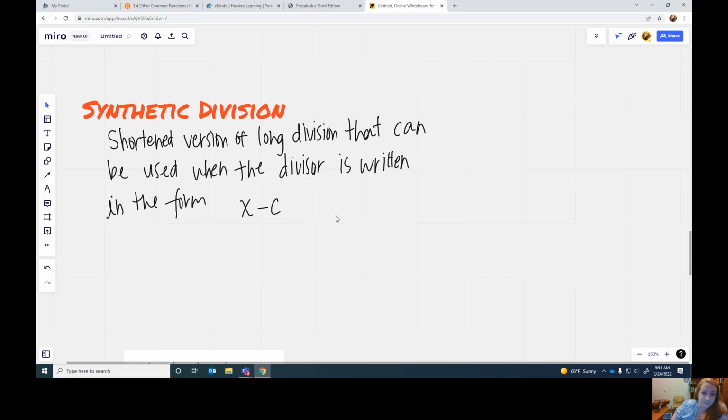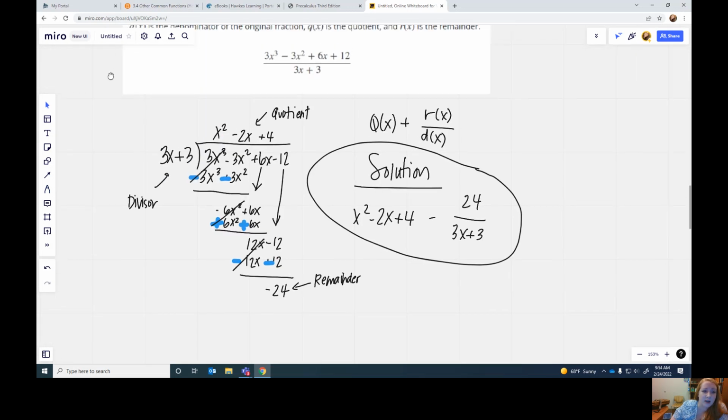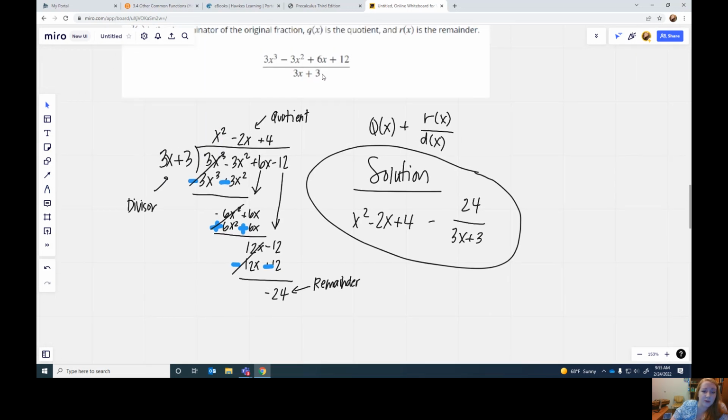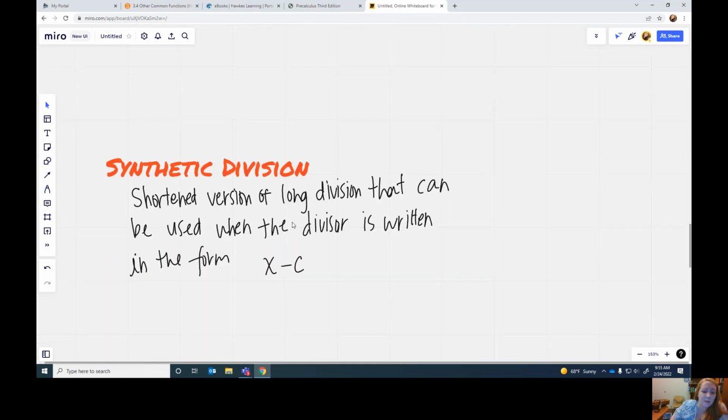Now, you can use it for other types of problems, like that last problem that we did. Notice that our divisor had a coefficient, this 3 out front, so 3x plus 3. You can still use synthetic division for that. You just have to do a little bit of adjusting to make the divisor match this form.